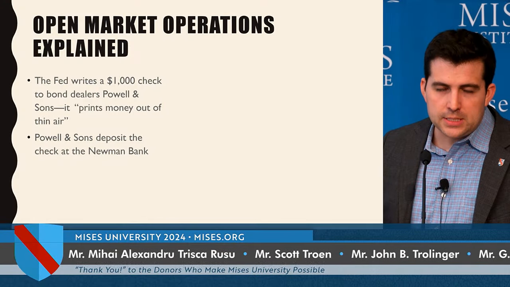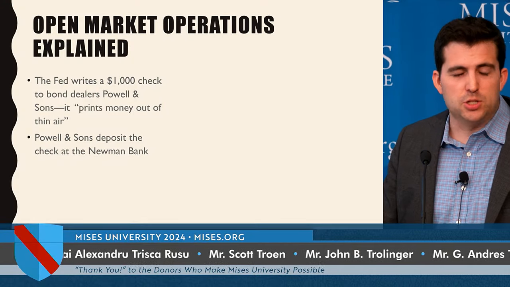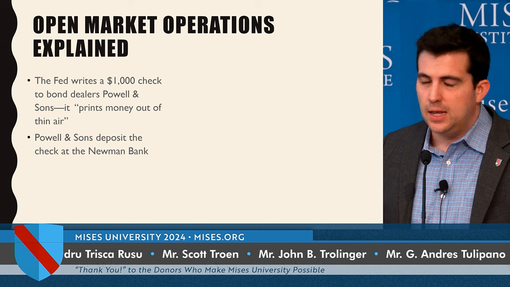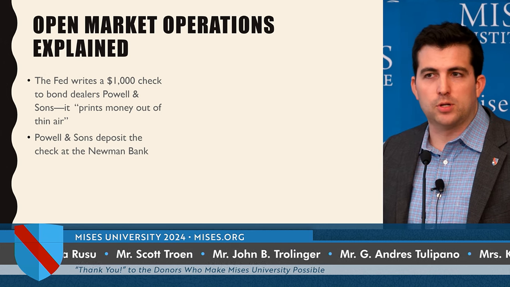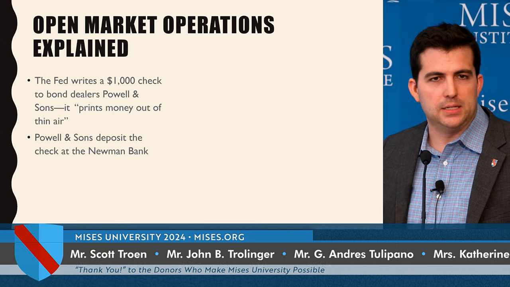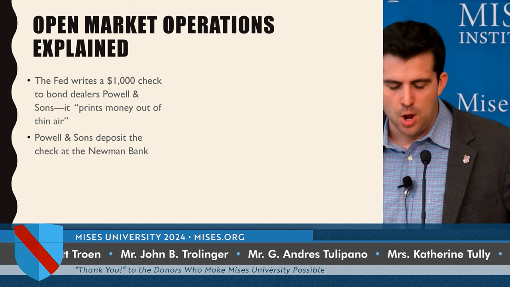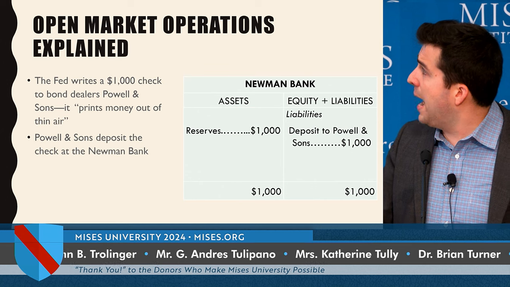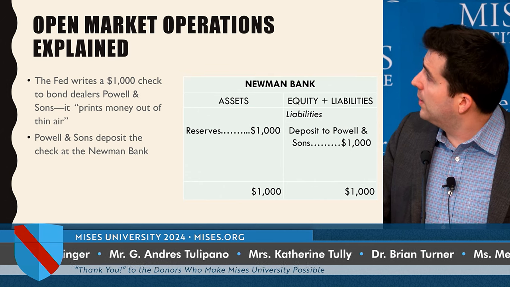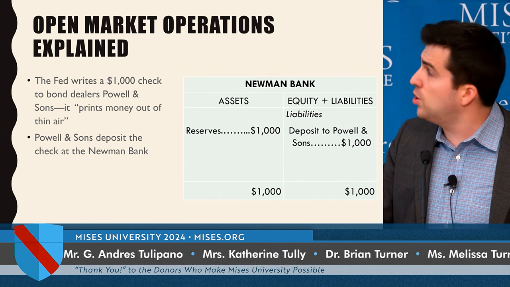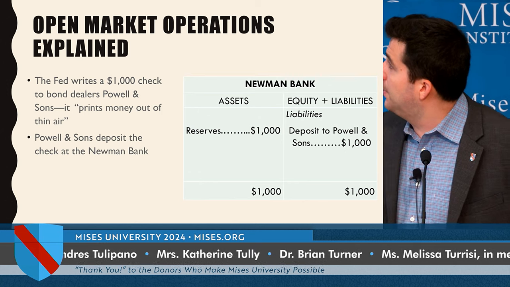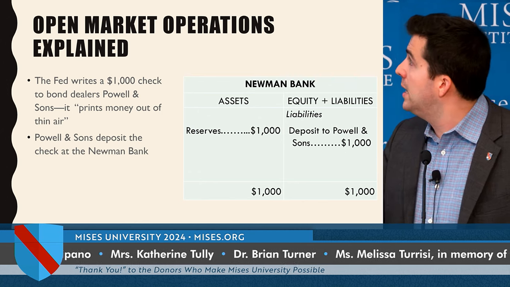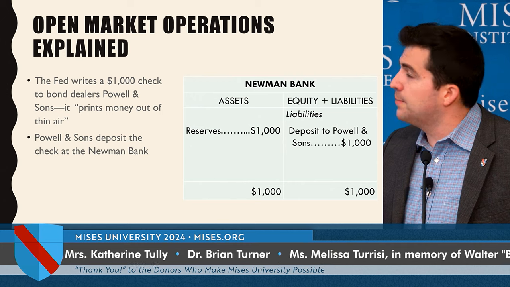So Powell and Sons is going to deposit at a very prestigious bank, the Newman Bank. Yes, we're now working with the cronies. That's where we realize where all the money is. So we're in concert with the central bank. Let's start off with a new balance sheet. We have $1,000 in reserves, and then equity plus liabilities. We're not looking at equity. We've just got liabilities, a deposit to Powell and Sons.